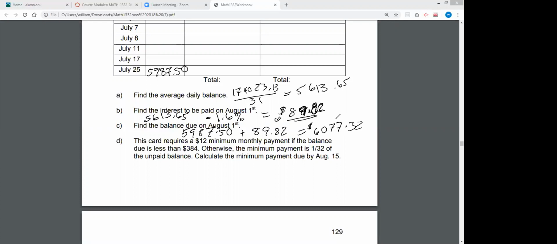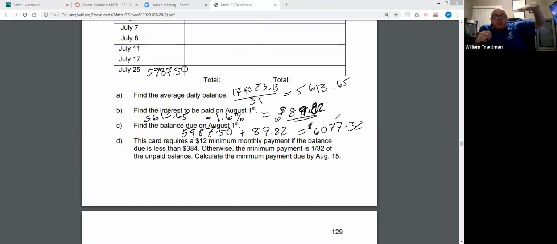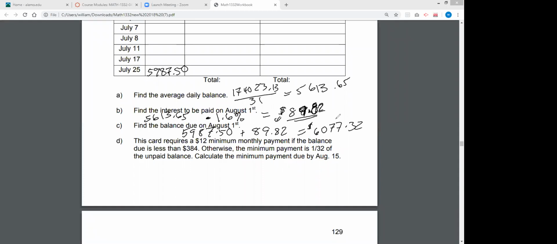So that interest, man, that's a lot of interest. Okay. So on my new statement, it says you now owe us $6,077. Well, that's not good. First, I owed 5,000 something. Now I owe 6,000 the next month. It's not going down like it should be. Clearly, you're spending too much money.